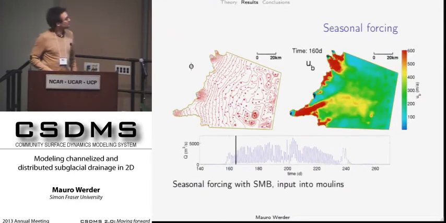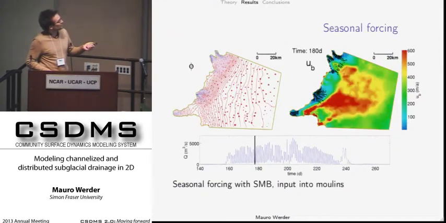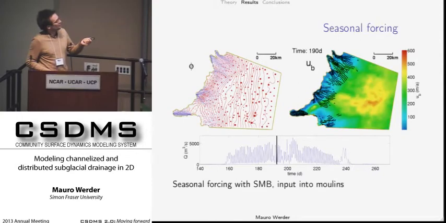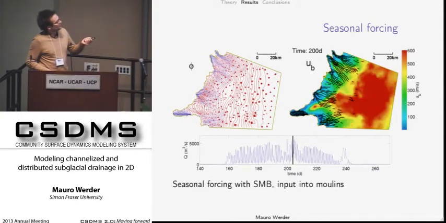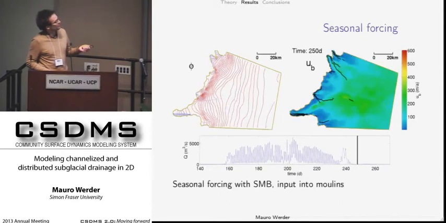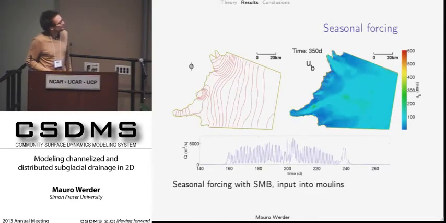So yeah, at the beginning of the season, speed up at the margin and speed up in big areas, but then where channels form, it slows down again. It's mid-season here, and except when there's another drainage meltwater pulse, it speeds up again and then slows down again at the end.